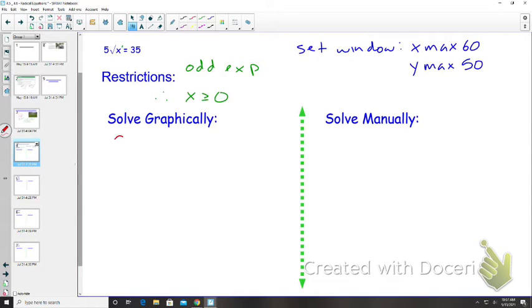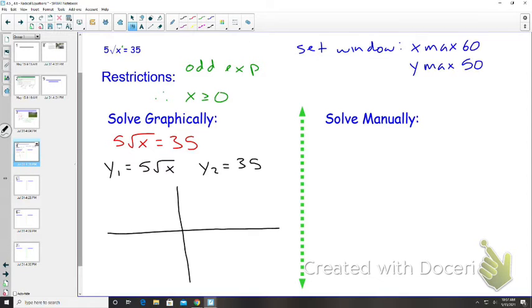So we have 5 root x is equal to 35. Okay, so to solve this graphically, let's make our y1 equal to 5 root x, and our y2 can be 35. Okay? So put those into your calculator.